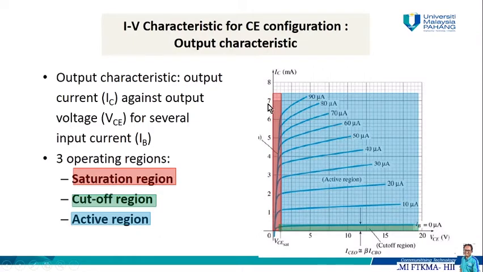So we can say that the saturation and cut-off regions are the areas in which the transistor acts as a switch, and the active region is where the transistor operates as an amplifier. Because basically it will amplify a small input current to obtain a relatively large output current at the collector.